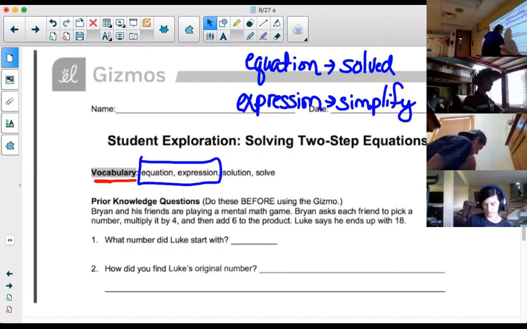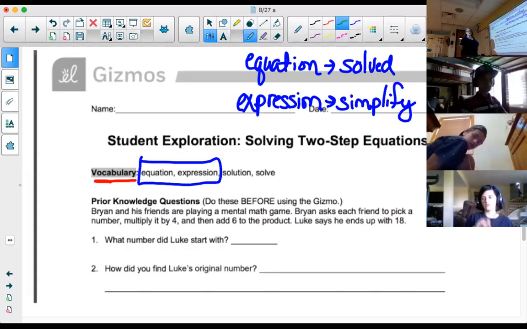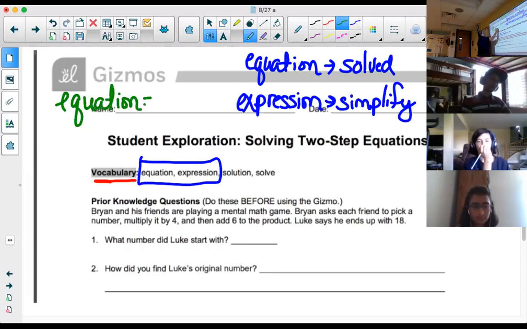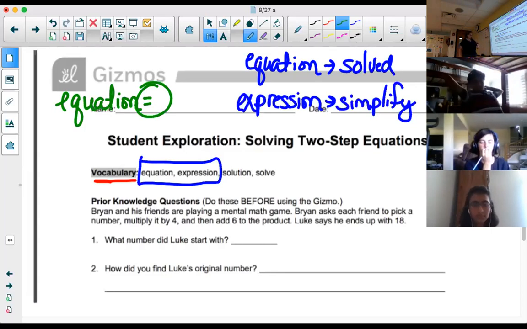You guys have solved equations for me. All of my equations equaled 42. What did they all have in common besides the 42? Equal sign. An equation, I'm writing all over this thing, has to have an equal sign. An equation has to have an equal sign.